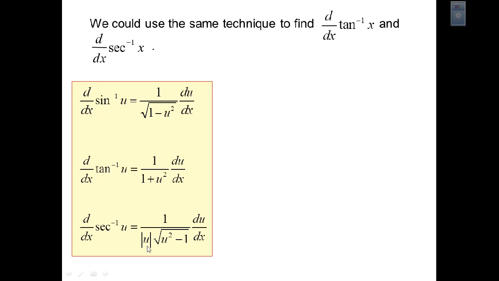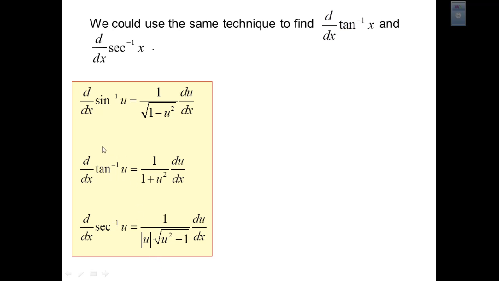Now, notice the absolute value here. If this u is something that is always going to be positive, you can drop the absolute value. Otherwise, you have to have it there. For instance, if this was the inverse secant of x squared, well, when you put x squared in here, all this is a formula you're just plugging all the stuff into. So once you put x squared in here, well, x squared is always going to be positive, so you can drop the absolute values.